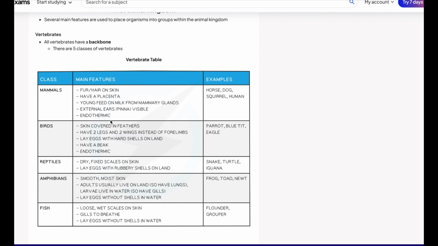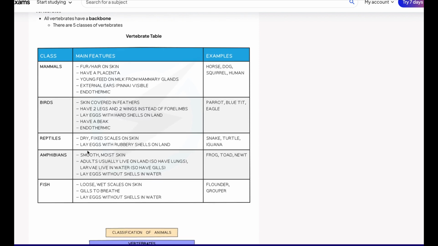Then they are endothermic in nature. Endothermic means they take in heat into their body. Okay, so this is the mammal. Examples are horse, dog, squirrel, human being, cow, cattle, sheep, whatever. All these are called mammals.